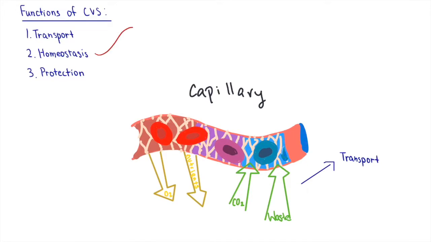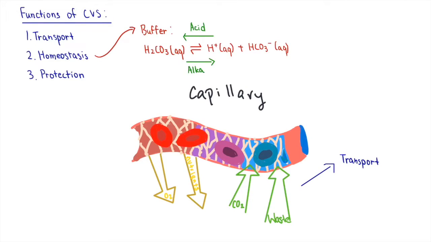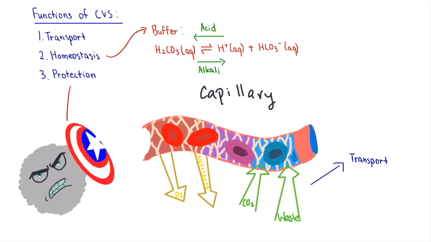The CVS also aids in the maintenance of homeostasis. It has functions ranging from temperature regulation and maintaining salt balance to maintaining pH by using the blood buffer system. The final role of the cardiovascular system is in protection. The CVS ferries around immune cells to work against pathogens and contains numerous platelets to clot those wounds.